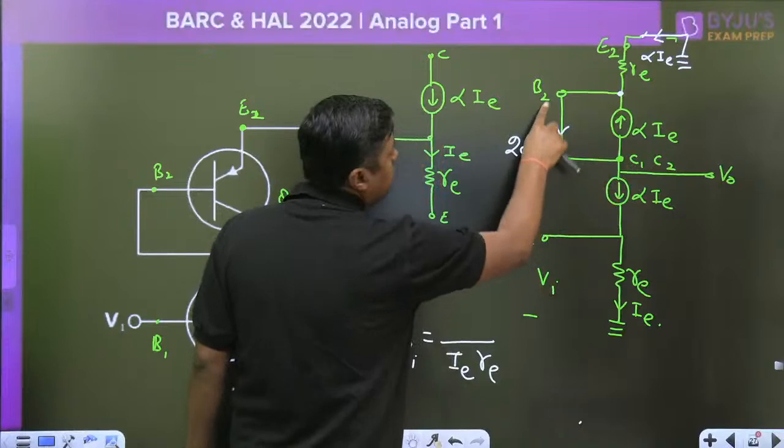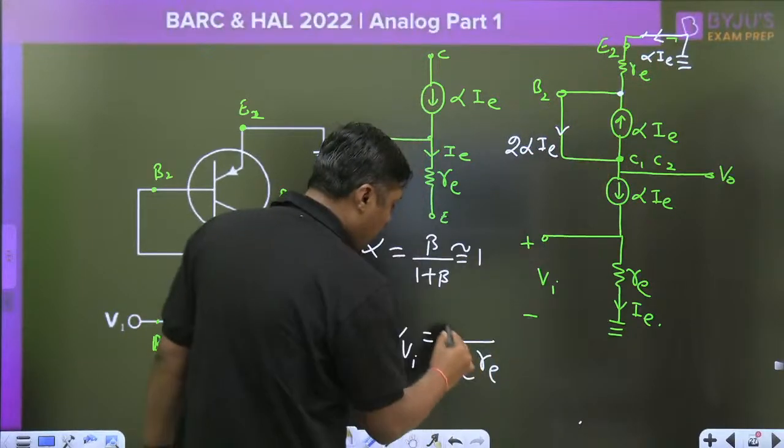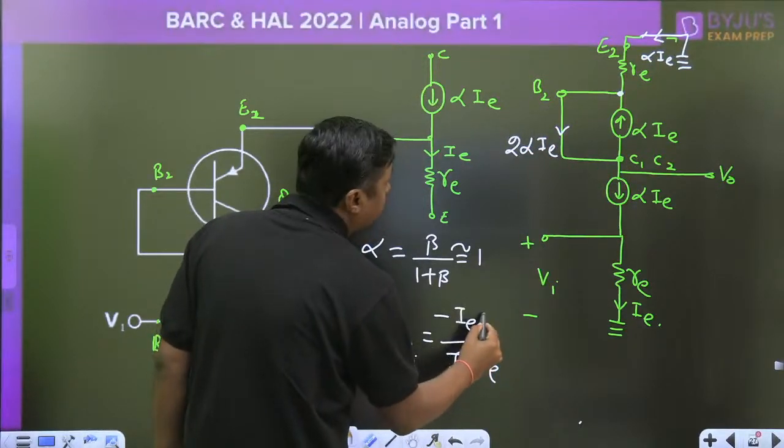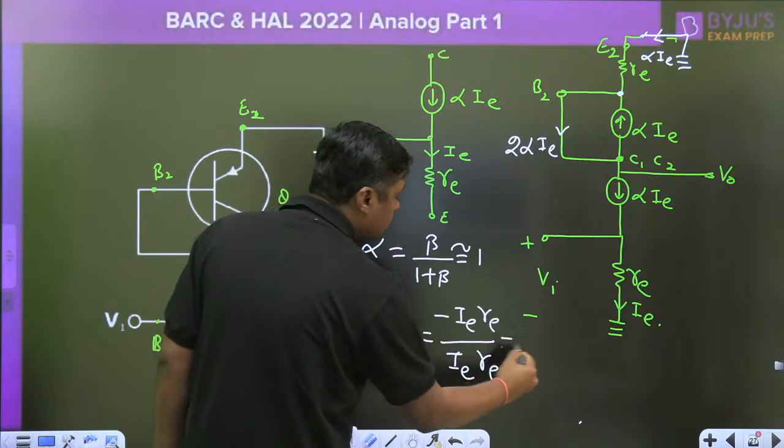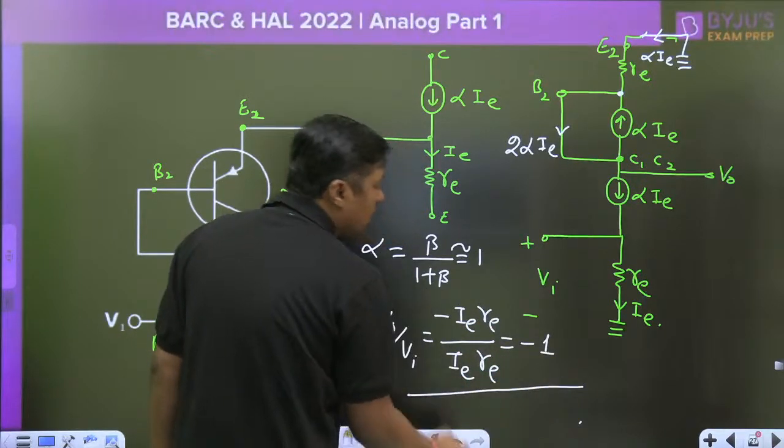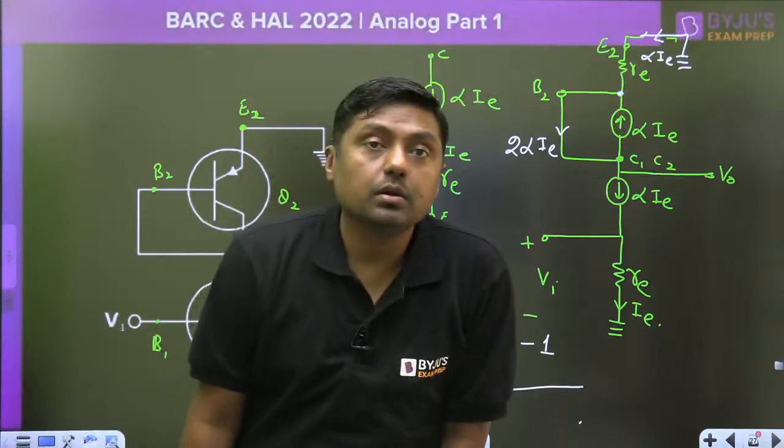What is the V0? Write down the KVL from this point to this point. You will get minus IE into RE. RE cancels. The answer is minus 1. Right?